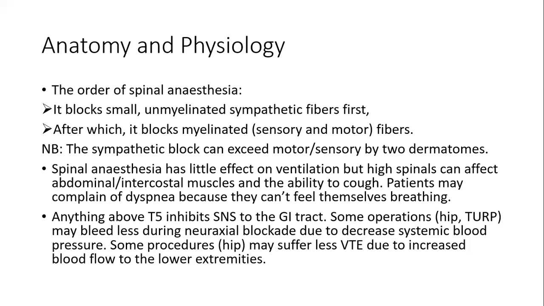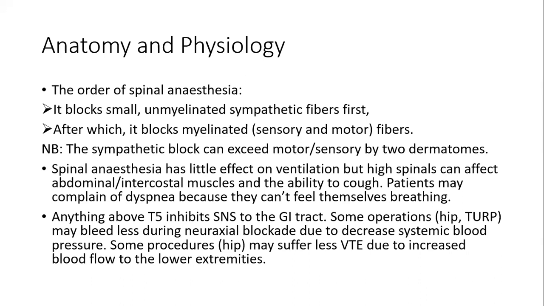All right, and this is very important, the level of sympathetic block can actually exceed or be higher than motor and sensory block by 2 dermatomes. So if you're having a sensory block at maybe let's say T6, your sympathetic block may be even as high as T4. And some authors even say it can be variable, it can be as high as 2 to 6 dermatome levels above the level of your motor or sensory block.